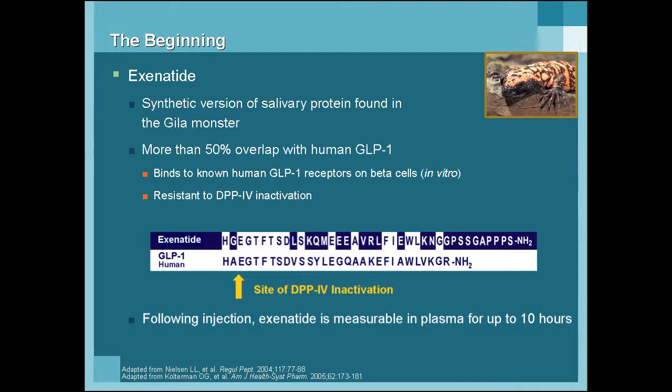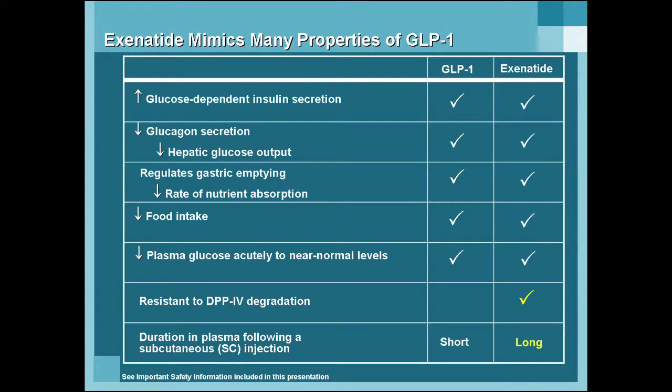Where it differs, though, is where DPP-4 acts, so that it's not inactivated very quickly when it's injected. As a matter of fact, it's around for about 10 hours. So these are all the things that I just talked to you about that GLP-1 does. It turns out that this homologous substance, and the first one that was marketed was called Exenatide, does exactly the same thing, except that it's not degraded, and therefore it has a very long action.